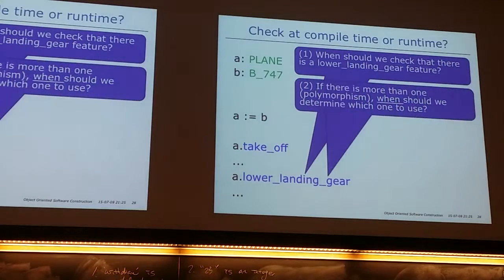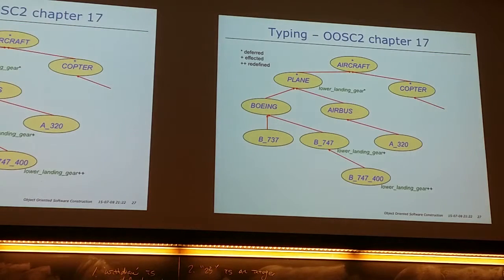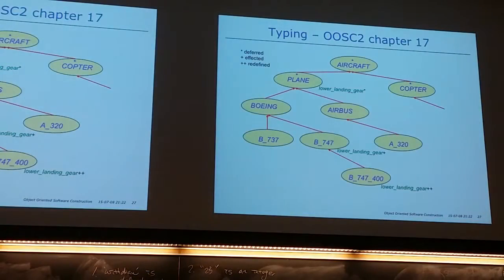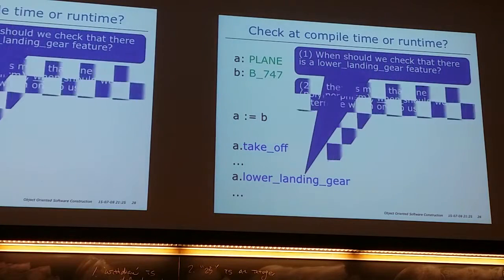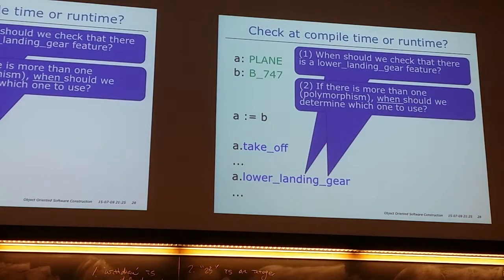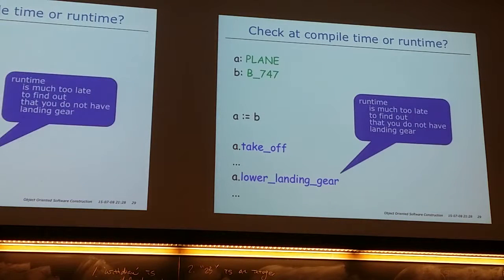Okay? And the second question is, if you do have the lower landing gear guaranteed for A, which version is it going to call for the lower landing gear? Here you can see we might have Airbus, we might have 747, we might have 737, but which version should we call, right? That really can be decided, not statically, but dynamically. So the second question is about which version should we call? Okay, that's exactly what I said.